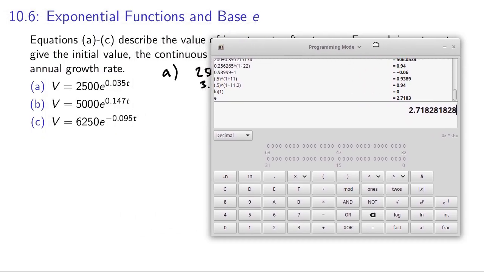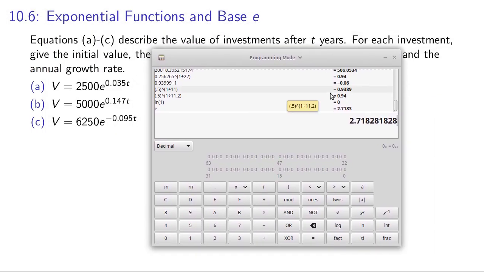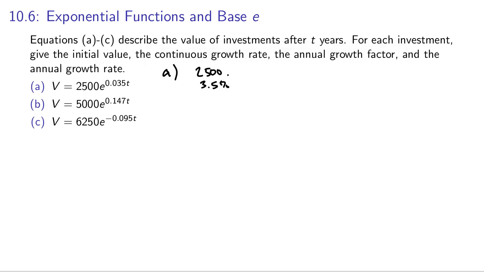So here we have e to the 0.035, 1.0356. So 1.0356 is the annual growth rate. Sorry, the annual growth factor.